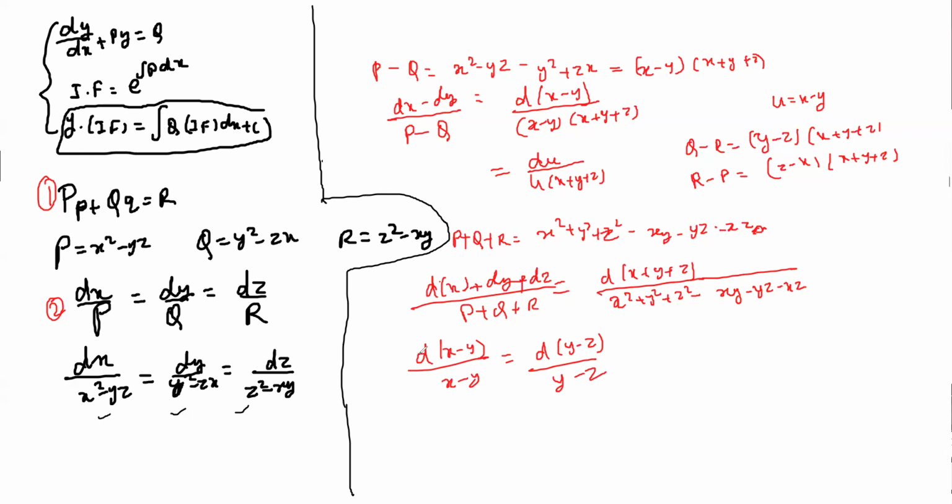See, when you solve this, you will do what? When you take integration, you will get log (x minus y) minus log (y minus z). Let's suppose this is c, or you can write c1. So c1 becomes log of (x minus y) upon (y minus z), right? Okay.